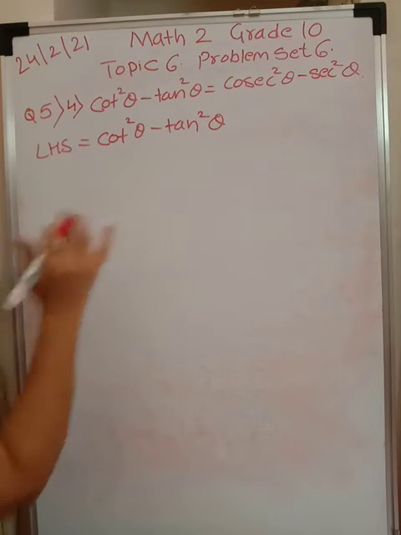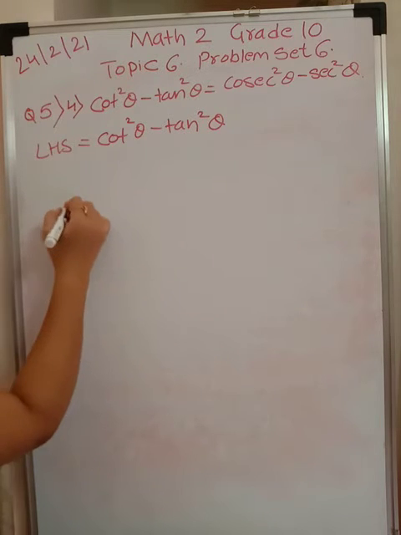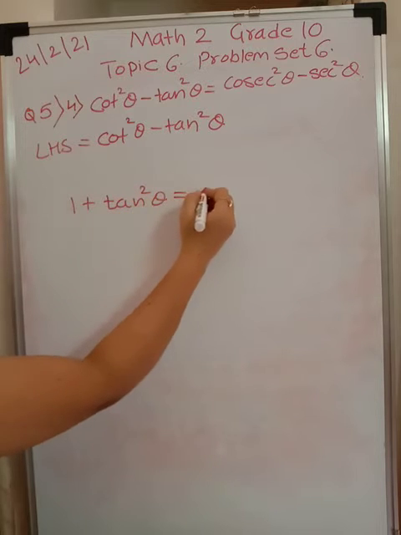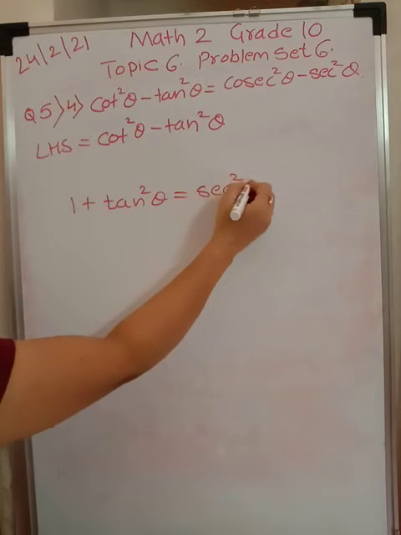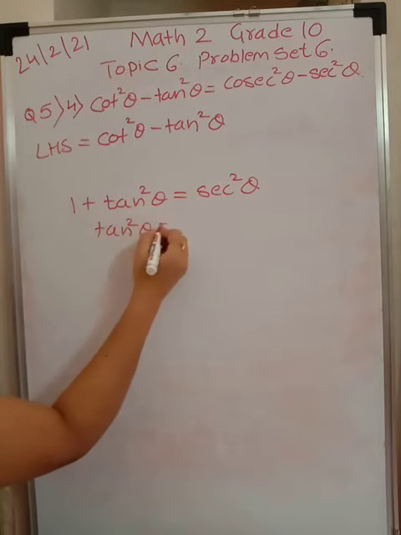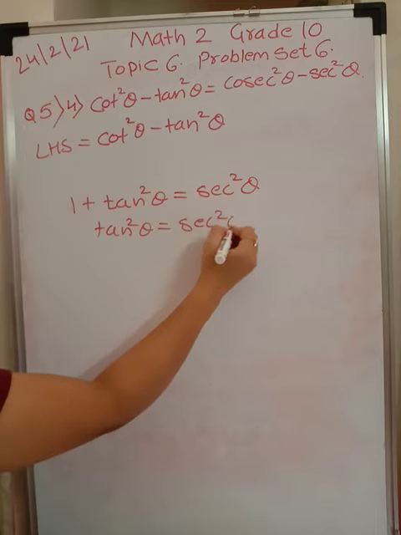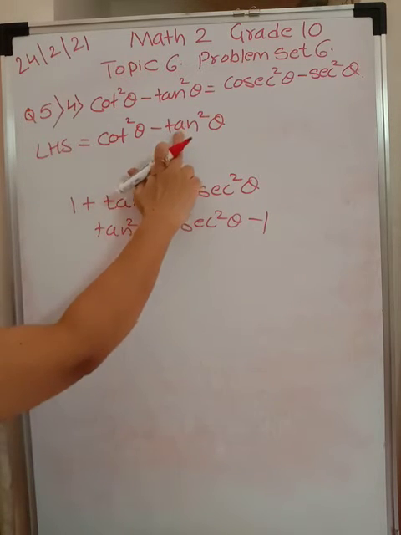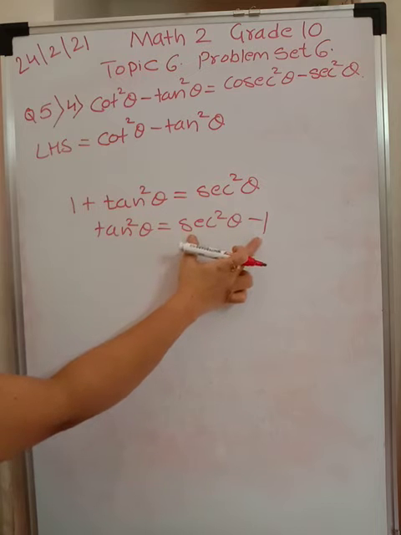Now before we go, just look first. We have learned one identity: 1 plus tan square theta is equal to sec square theta. So what can we write for tan square theta? Tan square theta can be written as sec square theta minus 1, with 1 transferred over here. So for tan square theta, I am going to write sec square theta minus 1.